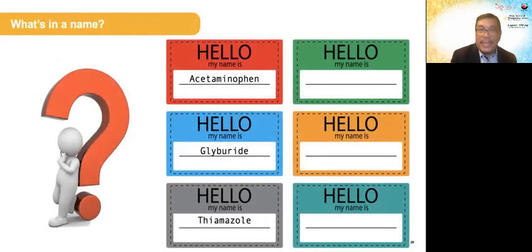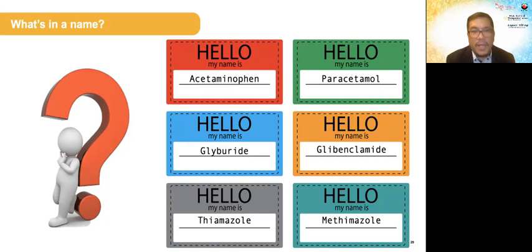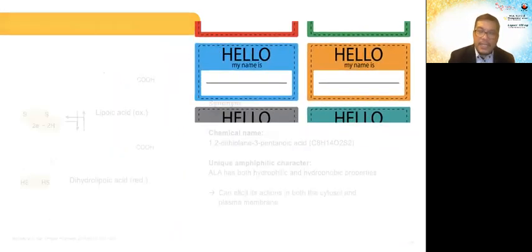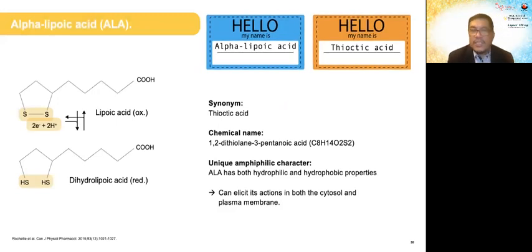We have to go here because I've been showing you some terminologies that you may not be quite familiar with. So basically, what's in a name? Acetaminophen, as you all know, is called paracetamol in other countries. While glyburide is a sulfonylurea that we give for someone with diabetes, it is also known as glibenclamide. And of course, thiamazole, which is also a drug for hyperthyroidism, is the same as methimazole. So why is it important? Because today, we'll be talking about a two set of medications.